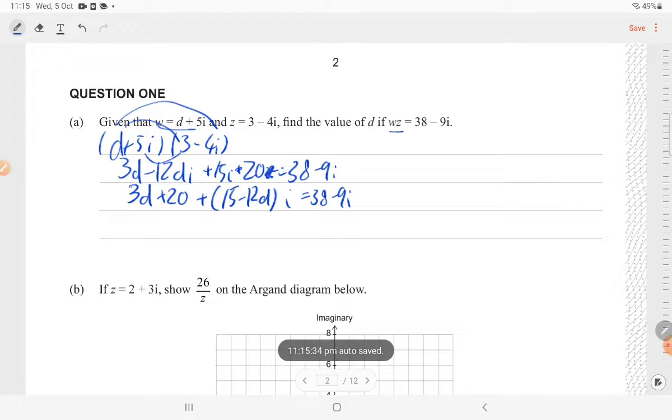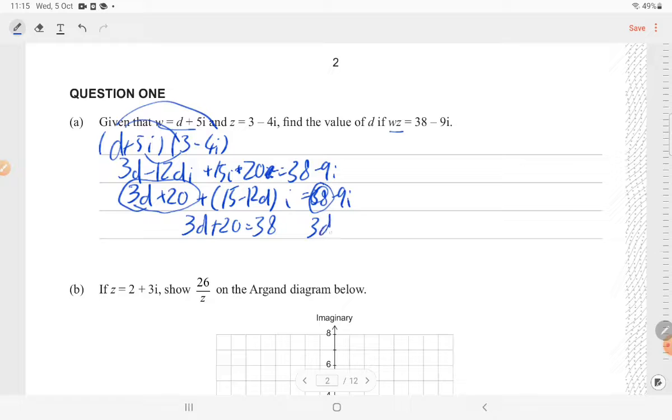And what we can do from here is pair the real parts together, or pair the imaginary parts together, but in this case pairing the real parts will probably be easier. So 3d plus 20 is equal to this 38. 3d is equal to 18, therefore d is equal to 6. And there we go.